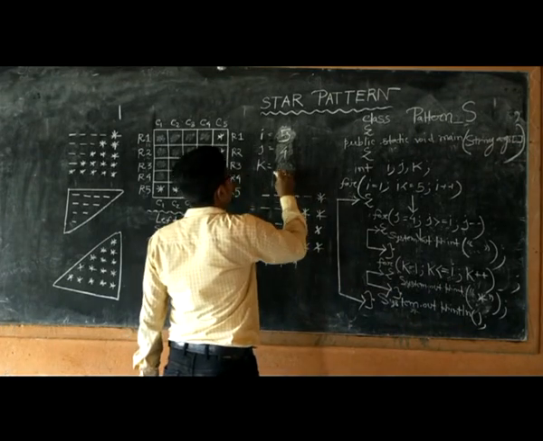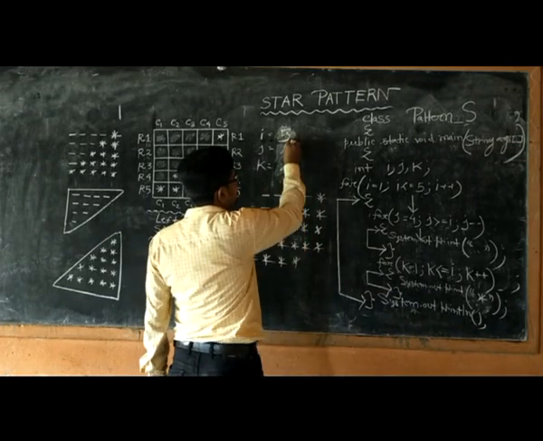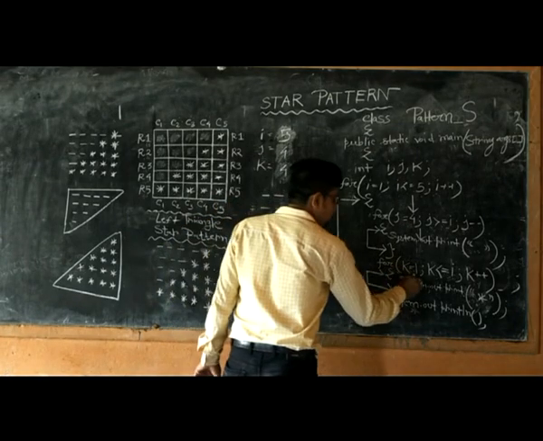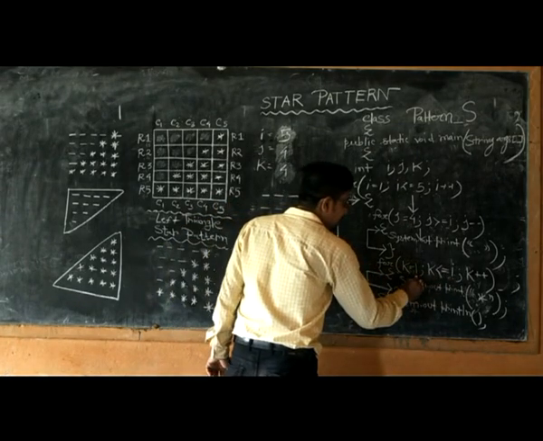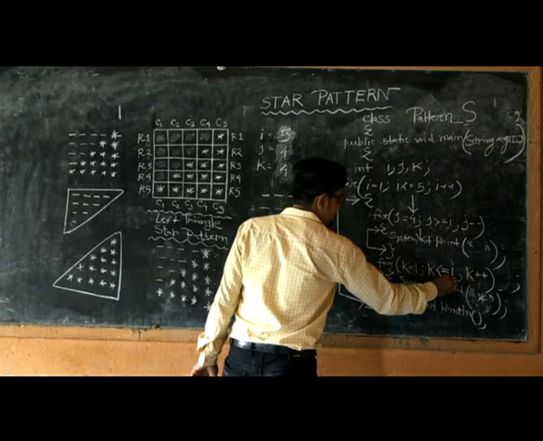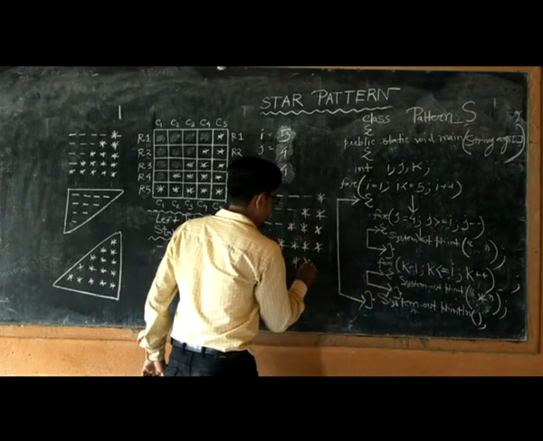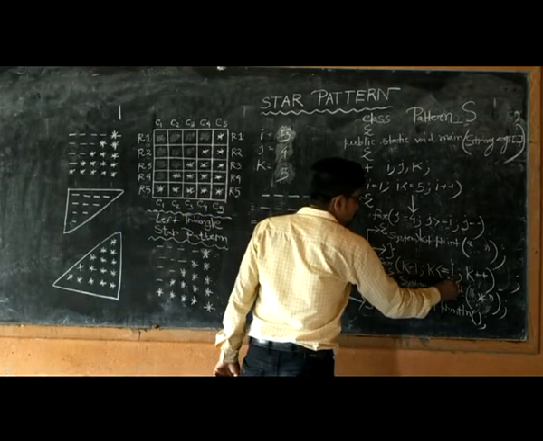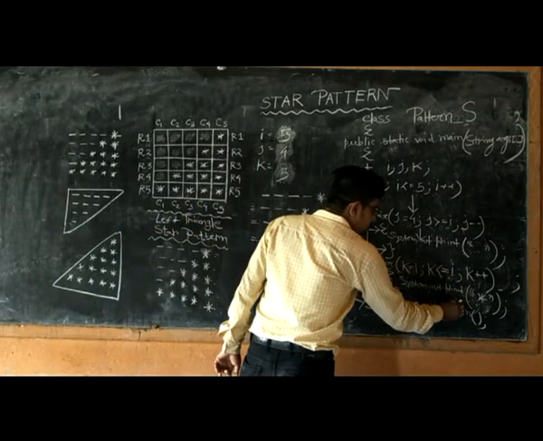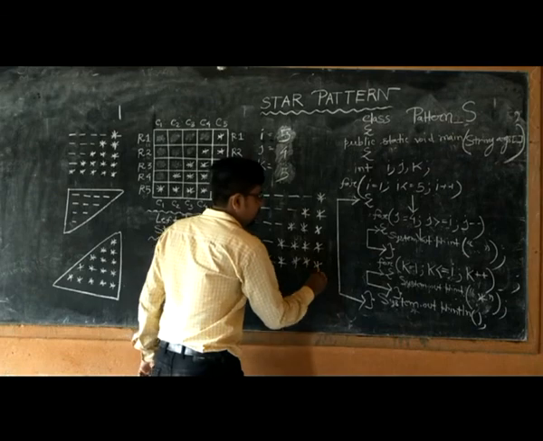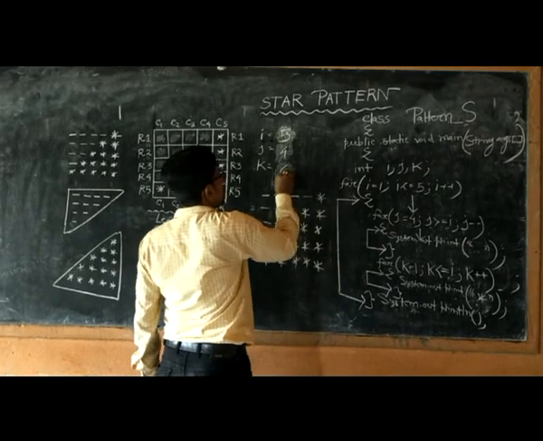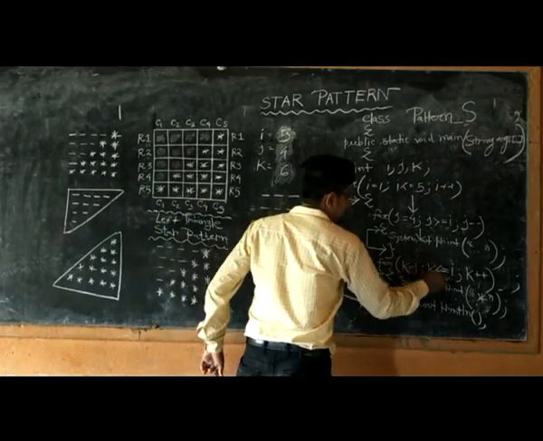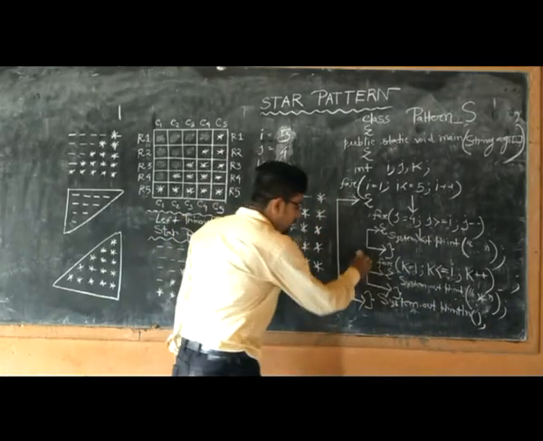Now K value is becoming 4. Now 4 less than equal to 5. Now K value is 4, I value is 5. Condition true, print 1 more star. K plus plus, and K value is also becoming 5. Now 5 less than equal to 5, condition true, print 1 star. Now K plus plus, now K value is becoming 6. 6 less than equal to 5, condition wrong.